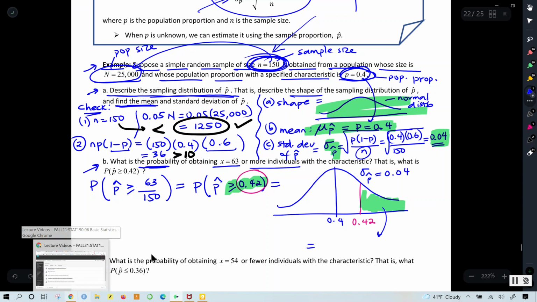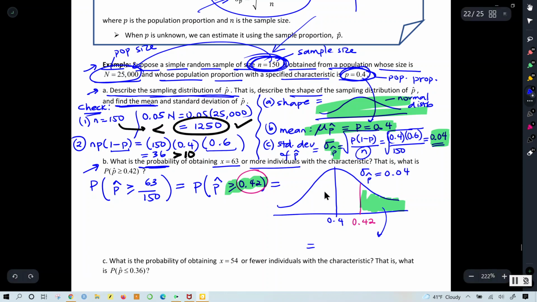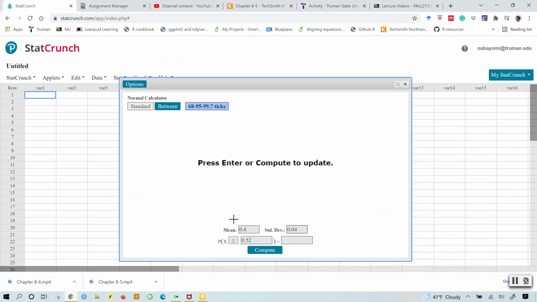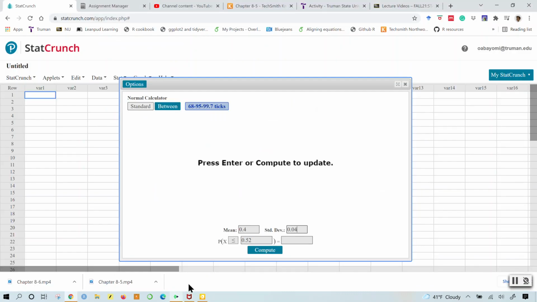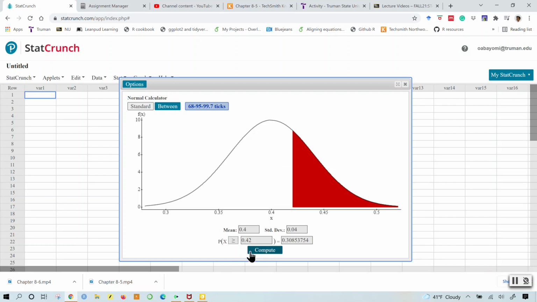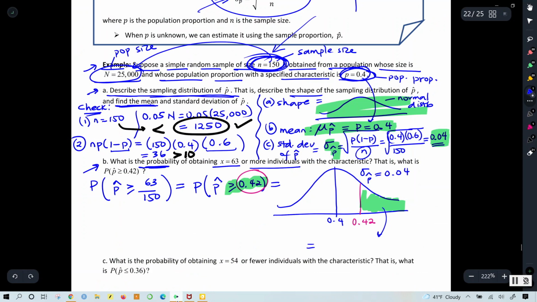So going back to StatCrunch, I'm going to need the mean and then the standard error. The mean is 0.4, standard error is 0.04. So in StatCrunch, I have those values here, the mean and the standard error. Then in particular for this question, we want greater than or equal to 0.42. So I will change this to greater than or equal to 0.42 and compute. The answer here is 0.3085. That is my final answer there.